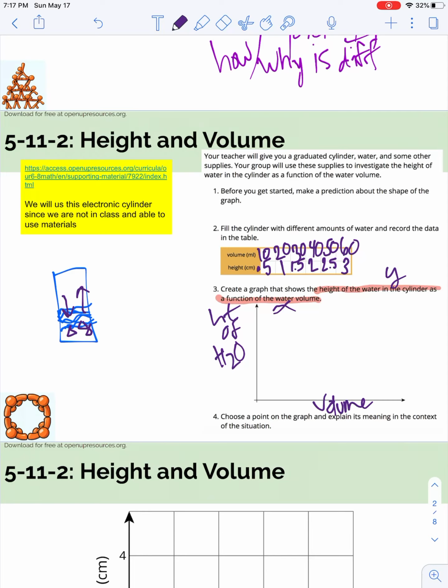So what do they want you to do? Create a graph that shows the height of the water. If this is going in increments of half, I could say that's 1, that's 2, 3, 4, 5, like that. And then over here, we could go by 10. So 10, 20, 30, 40, 50.